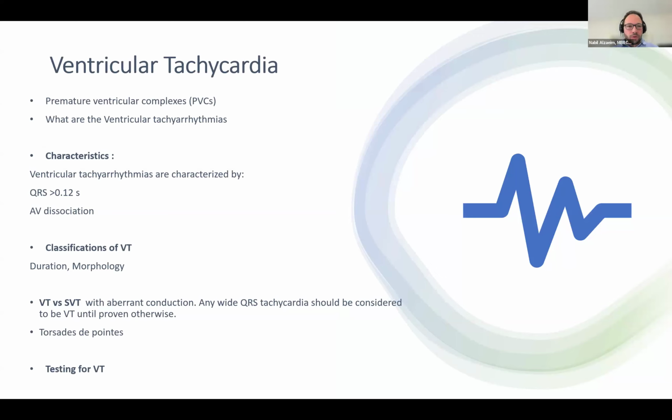Testing for VTAC includes a resting EKG. Sometimes we do an exercise treadmill test and cardiac imaging like an echocardiogram to look for structural heart disease.